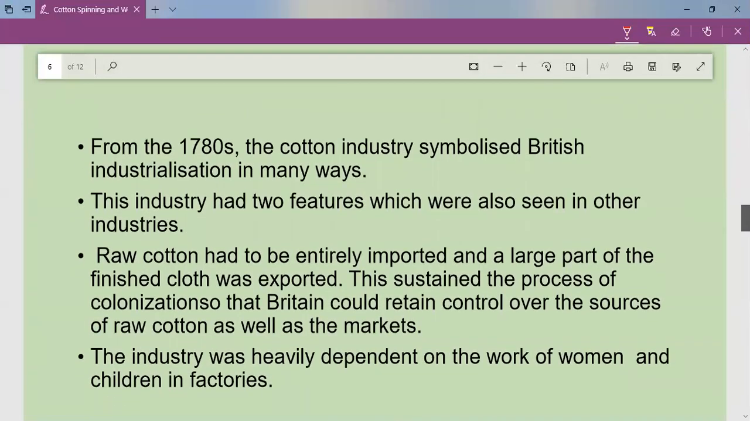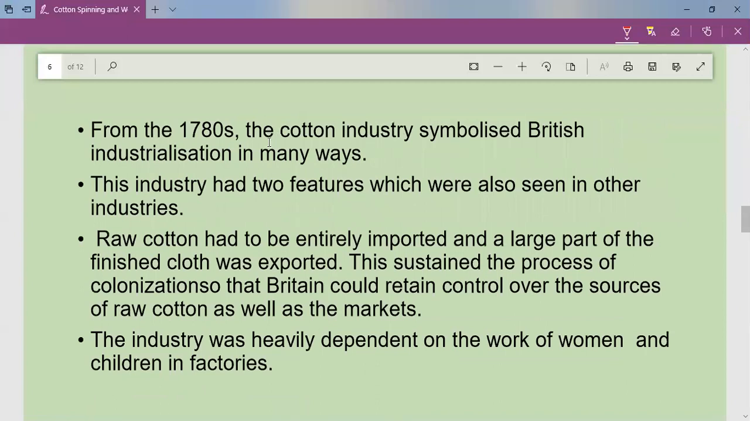Now, cotton textile means the British industry. That is, it symbolized British industrialization. So the cotton industry was related to British industrialization, and it had two features. As industrial production increased, they started importing raw cotton in large amounts. It was profitable for them. Afterwards, they converted it into finished clothes and exported it.